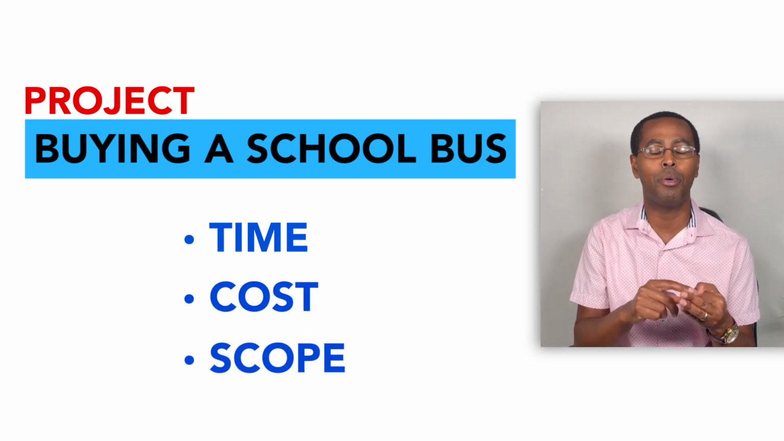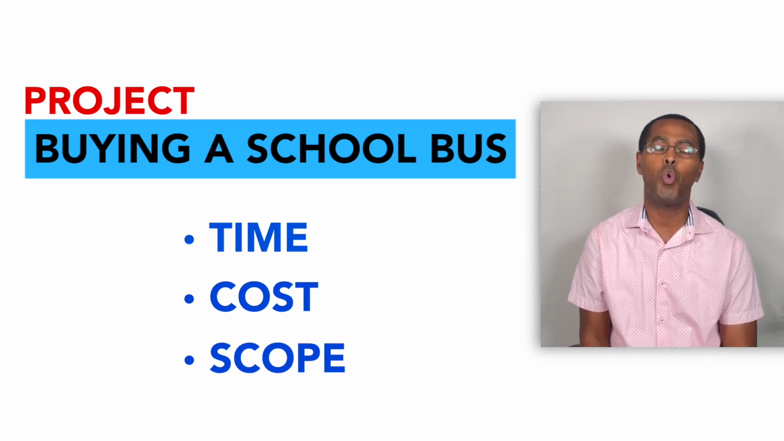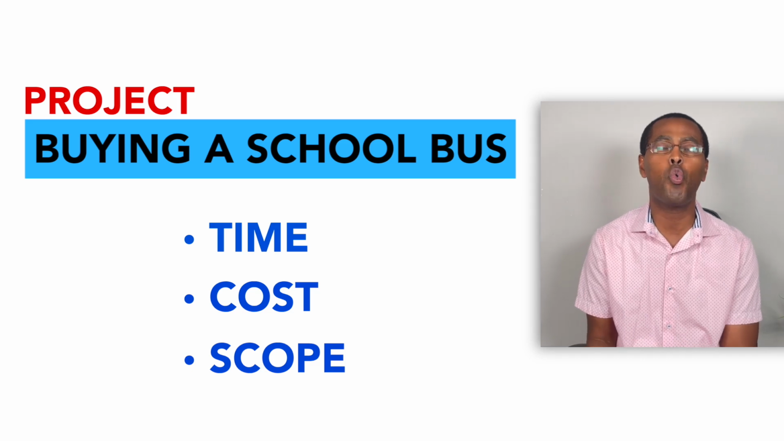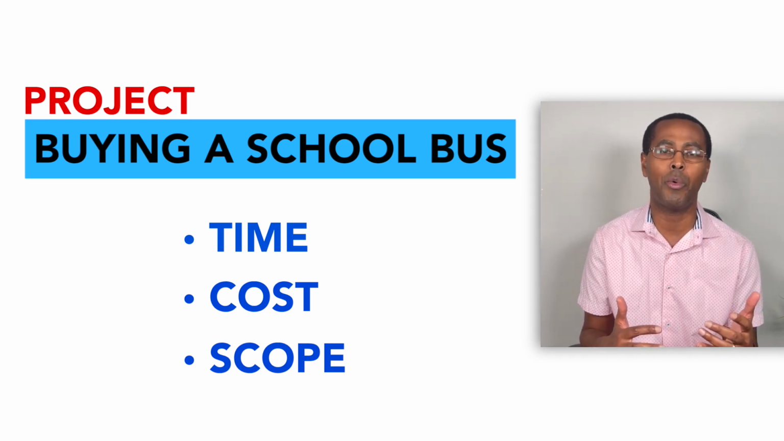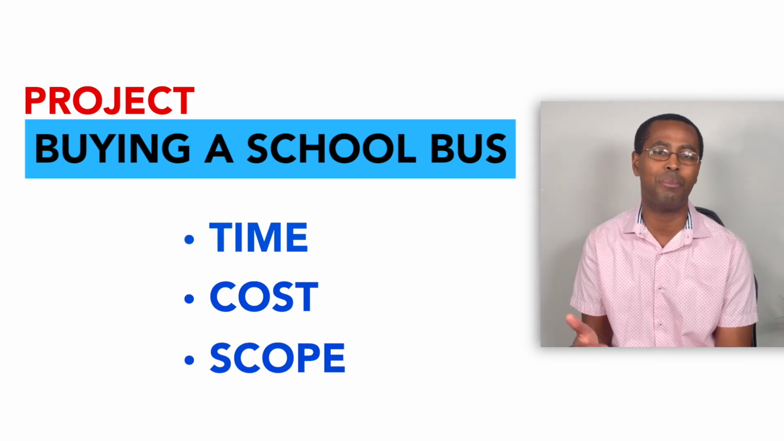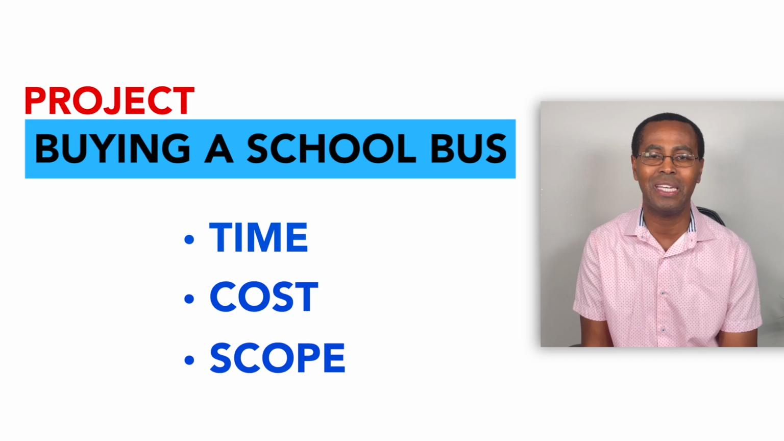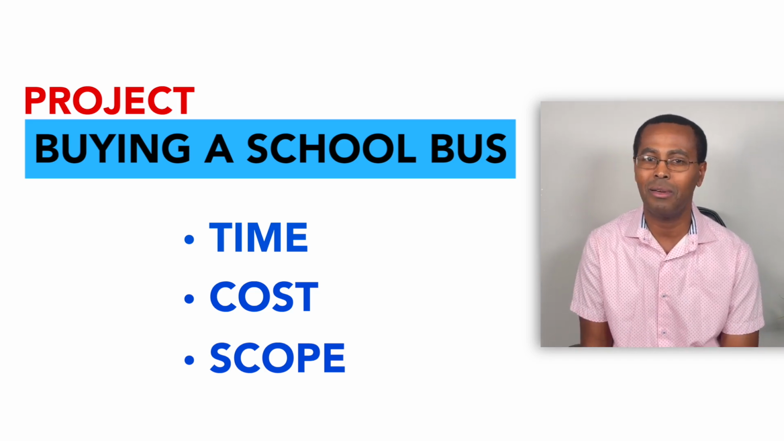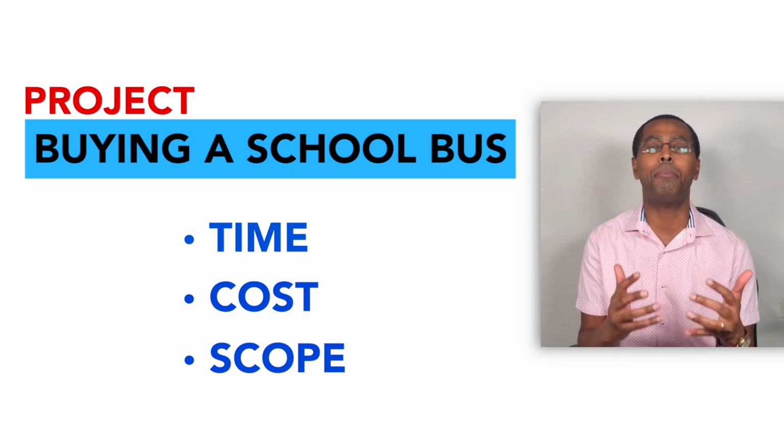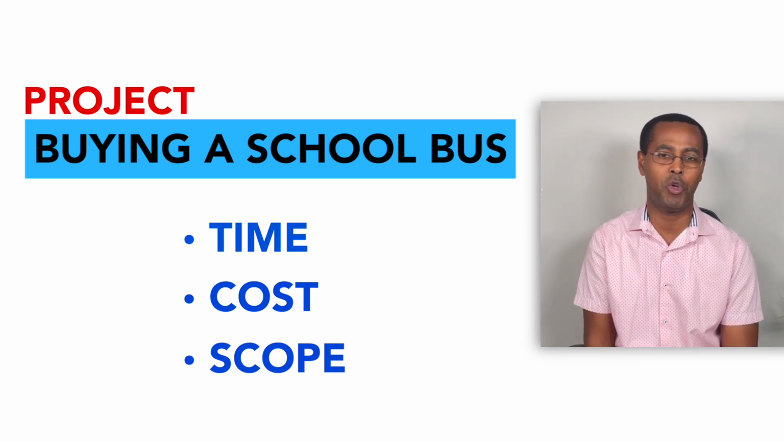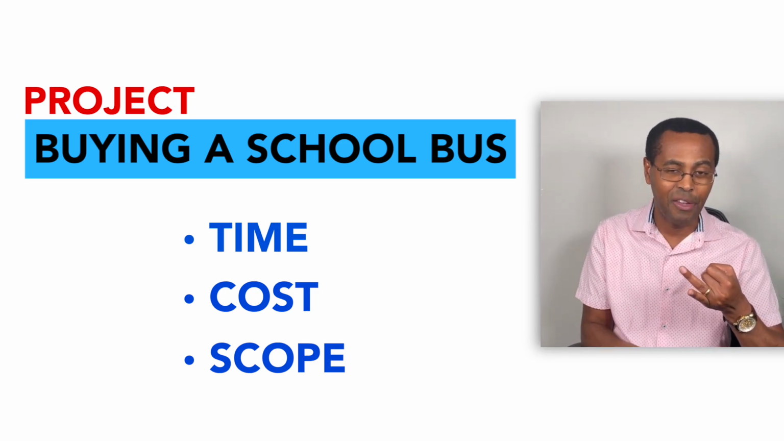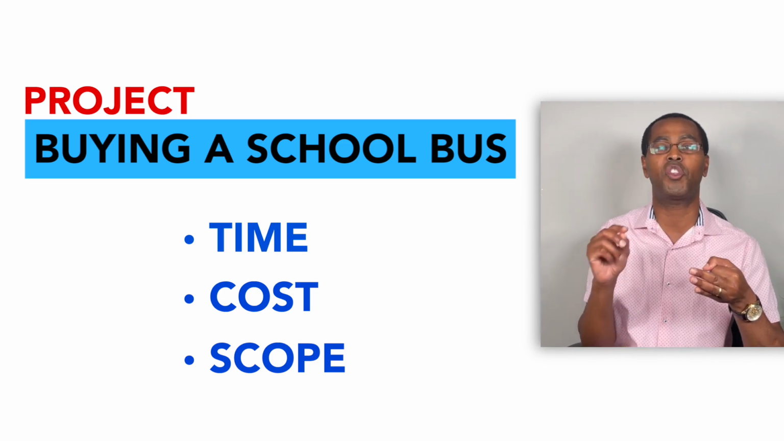And then there is scope. Scope means many things. What size of a bus do we want? How many students will it carry? What quality of a bus? Is it new or are we buying a used bus? What model? Are we buying a Volvo, a Mercedes-Benz, a Toyota, a Nissan, a Chevrolet? What is the model? What is the engine capacity? All this is the scope of the school bus. So a school bus has a specific time frame, specific cost, and a very specified scope.